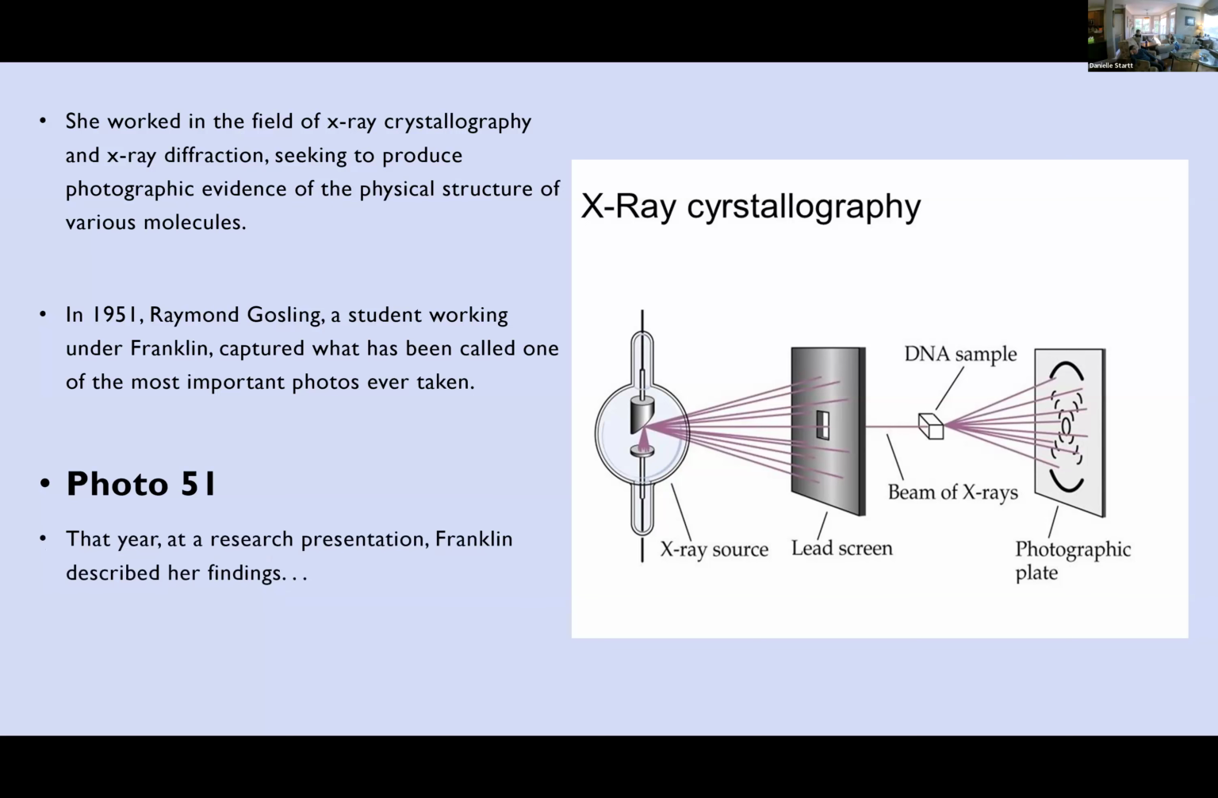And that year at a research presentation, Franklin described her findings. So photo 51 is actually the first photo of a DNA molecule. Remember, we don't know its structure. All we know is it has A and T in equal amounts, G and C in equal amounts. We know it has a phosphate sugar backbone. We know the components of DNA, but we don't know what it looks like.